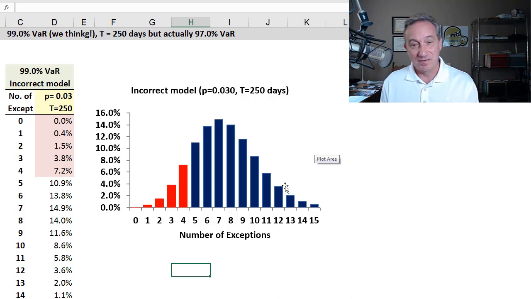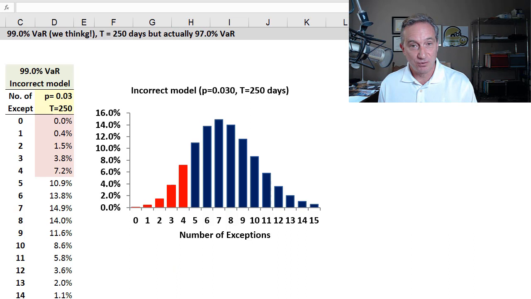What incorrect model? There is only one correct 99% VaR model, but there are almost an infinite number of incorrect models. He shows an incorrect model of, you can see here, probably 3%, meaning this is the distribution if the actual VaR is 97%. And this is illustrating the situation where we think we have a 99% VaR, but the actual VaR is 97, meaning we've set it too low. And again, our cutoff is 5 or more. And these are now blue, meaning that if we observe, for example, 6 or 7 or 8, we don't know the VaR is 97, but these are actually quite near the middle of the distribution.